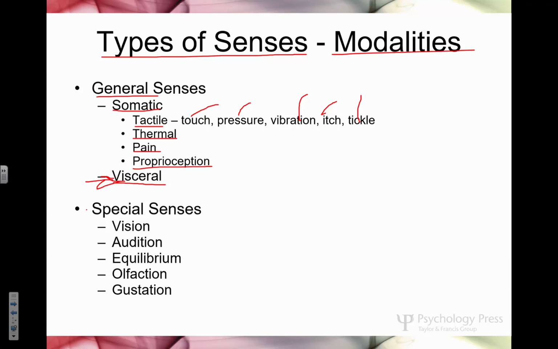The next set of senses, a broader group that we have, are called special senses. We've got vision, audition, and equilibrium. These are vestibular senses. Are you upright? Are you inverted? Are you spinning in a circle? Olfaction is smell, and gustation is taste.